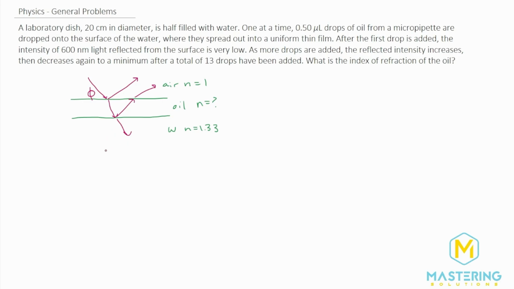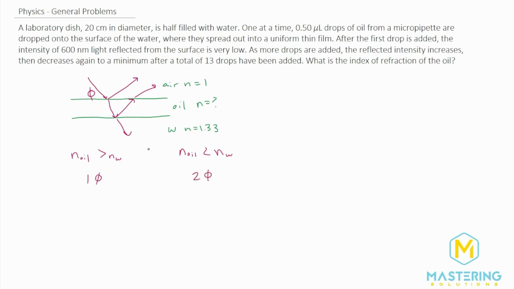So really only two situations can happen. Either the n of the oil is greater than the n of the water, or the n of the oil is less than the n of the water. If it's greater than the water, then we won't have a phase change there, so we'll only have one. If the n is less than the water, then we're going from a low n to a higher index of refraction, so then we would have two phase changes, one here and one there.